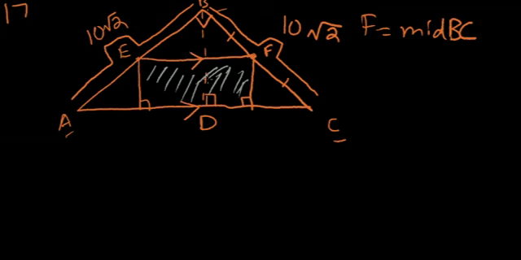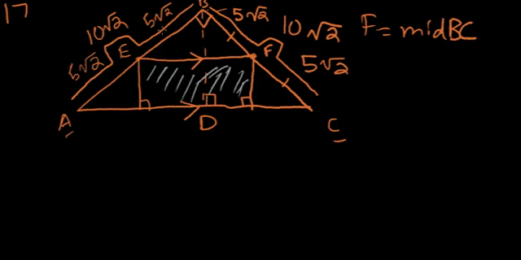So since F is the midpoint of BC, which is 10 root 2, we just divide by 2 to get the value of one side. So BF and FC. 10 root 2 divided by 2 is 5 root 2. So each side is 5 root 2. And since this line is parallel with this line, E is also the midpoint on this side. So this is also going to be 5 root 2 and 5 root 2.